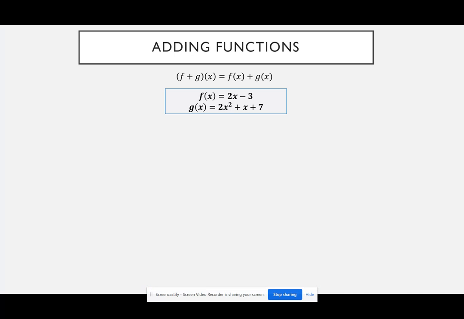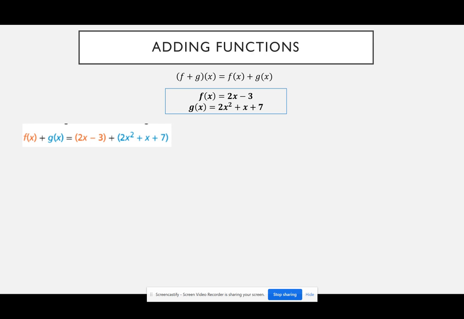So the first thing I want to talk about is when we are adding functions. Here it says f plus g of x. That is the same thing as saying you take the function f and you add it to the function g. It's just a different way of notating it. In this one, they give us two functions. Function f is a linear function and function g is a quadratic. There are two ways to do this, and we did this in class.